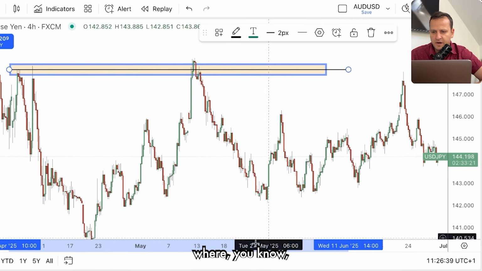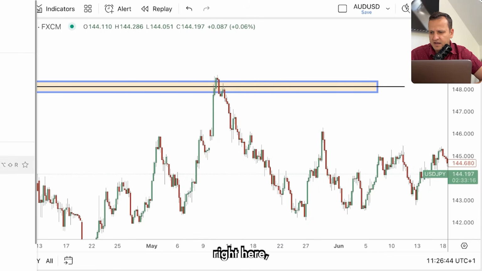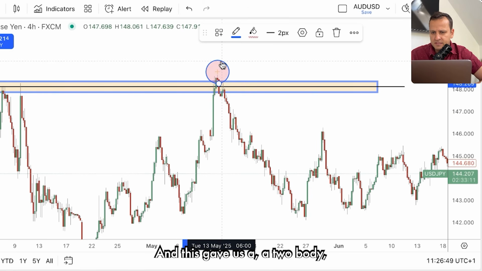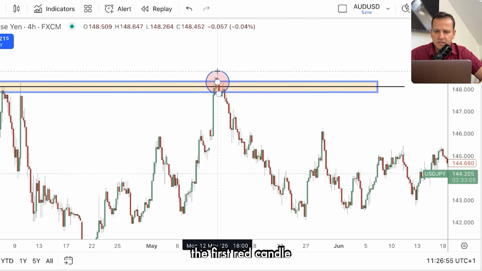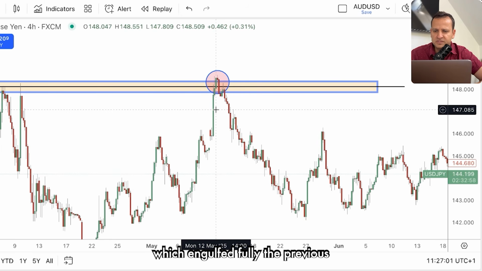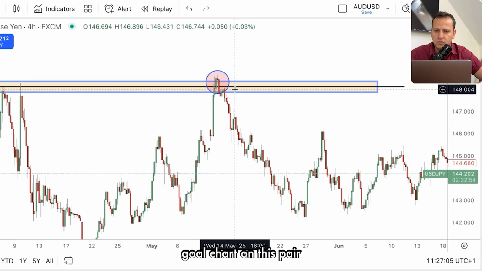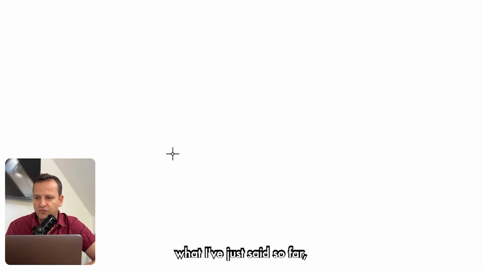And the first place where we had a good potential entry was again right here, right at the top above the center line, and this gave us a two-body bearish engulfing pattern. As you can see, the first red candle was followed by a second red candle. This was the second body which engulfed fully the previous green candle, and this was the sign to actually go short on this pair.